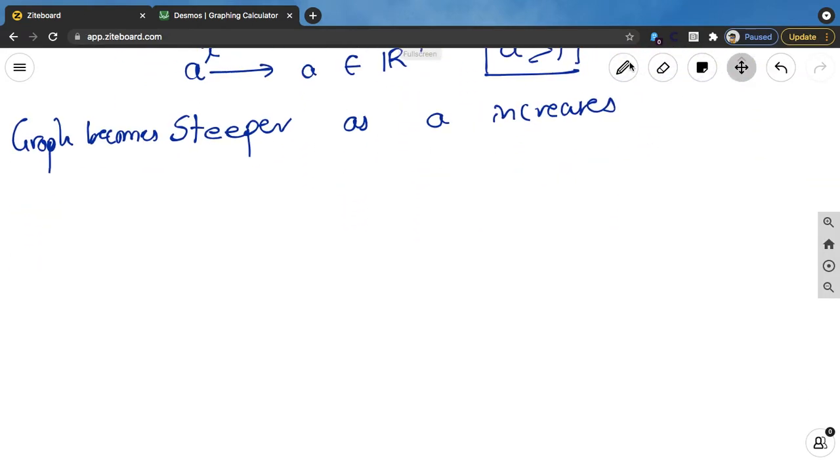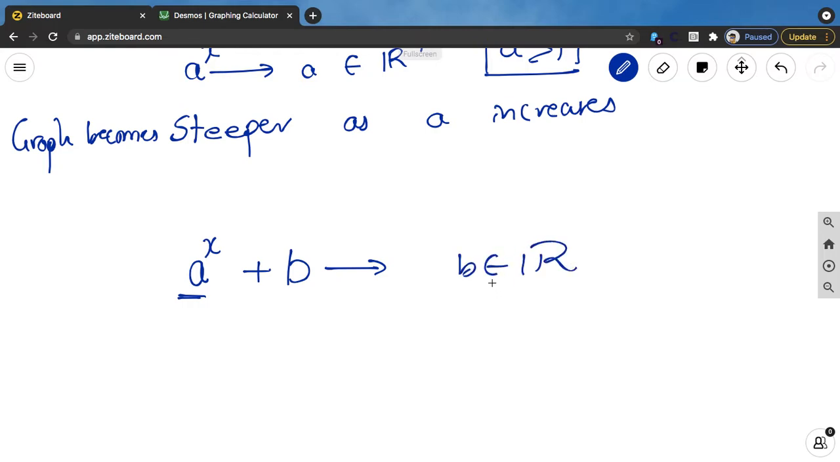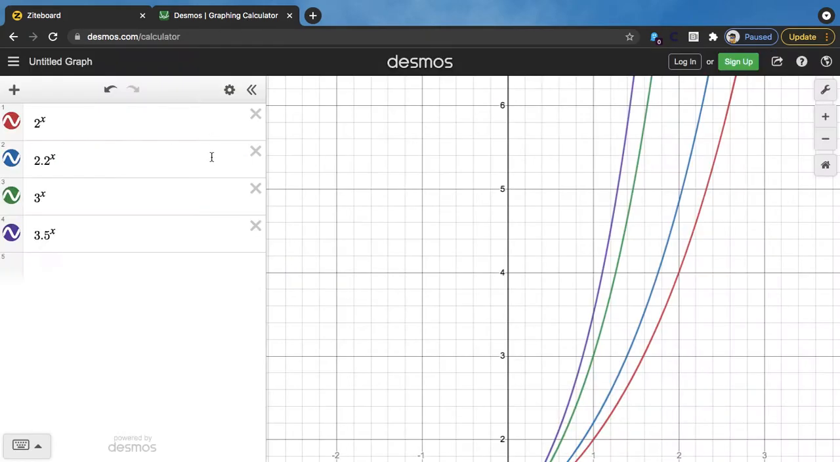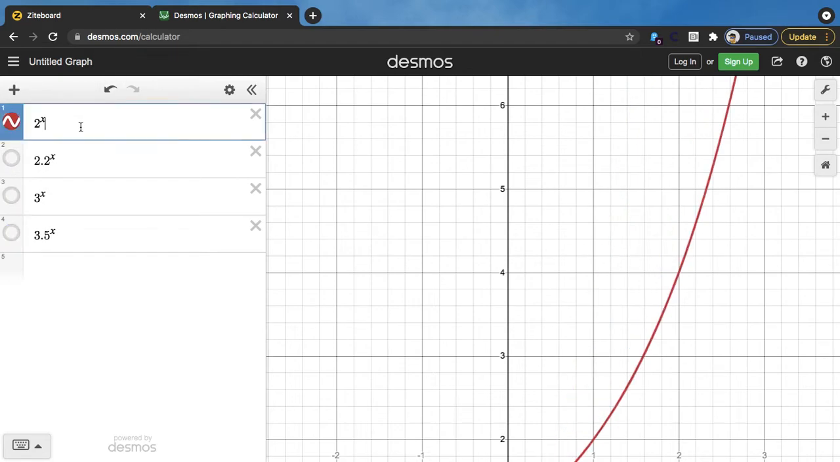Fine. Let's look at the next kind of transformation. So a raised to x plus b. I'm keeping a constant and changing b. And what kind of number is b? B is again a real number, and now there is no restriction to positive. B belongs to real numbers. So it can be positive, negative, 0, fraction, anything. So I'm going to keep a constant for some time and keep changing b.